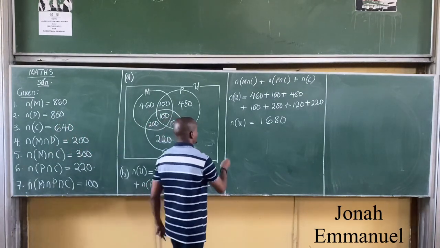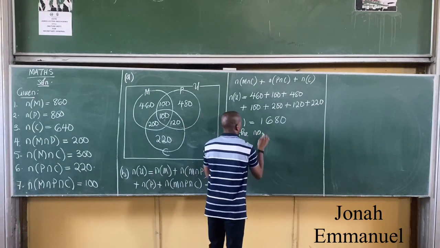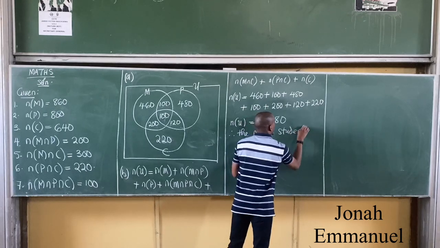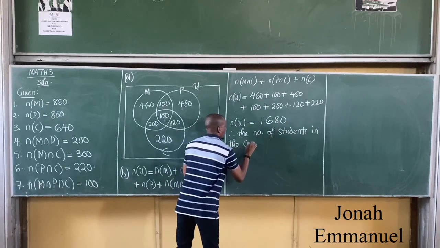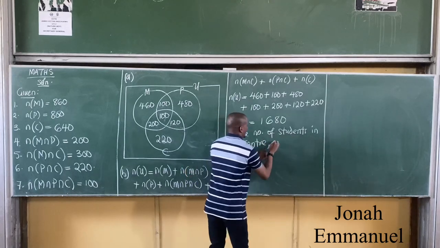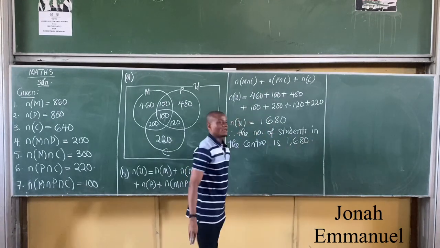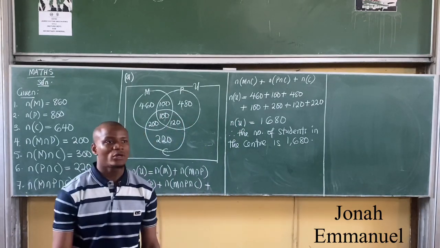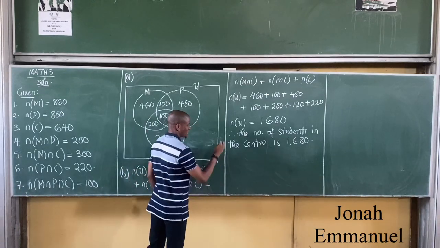So from here, now see, therefore, number of students in the center is how many there? 1680. Is it necessary to start writing statements again? No. Would I write it? Yes. Alright, what's C there? Let's get C. What's C?